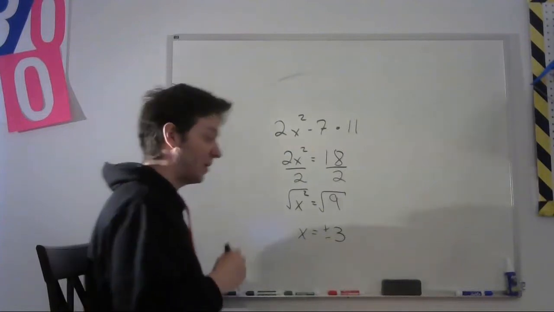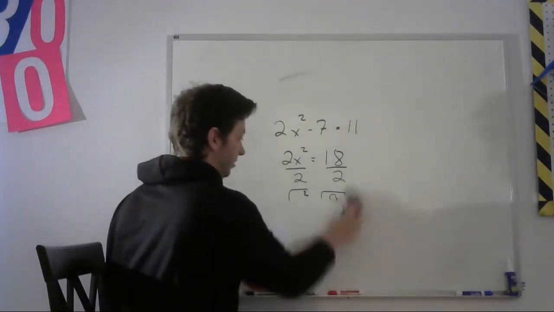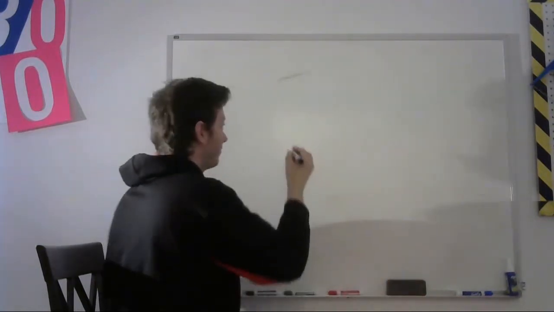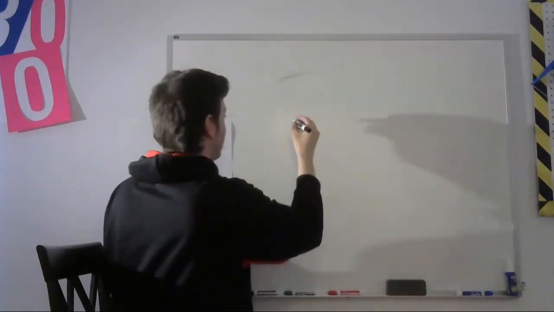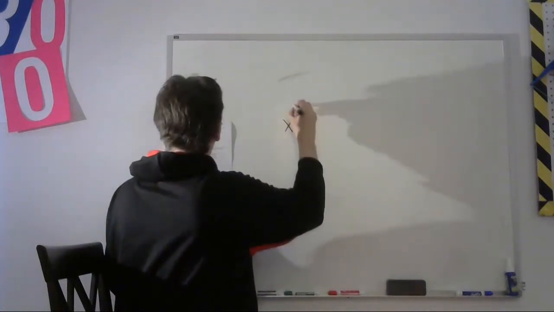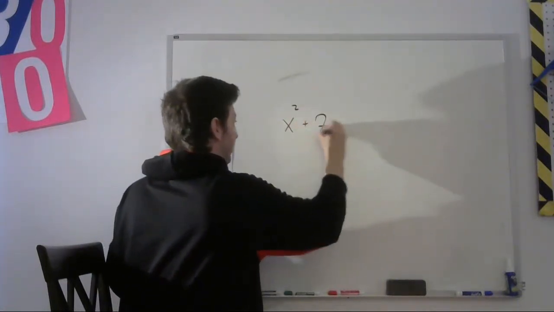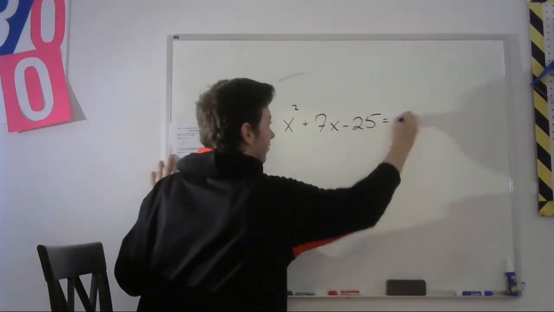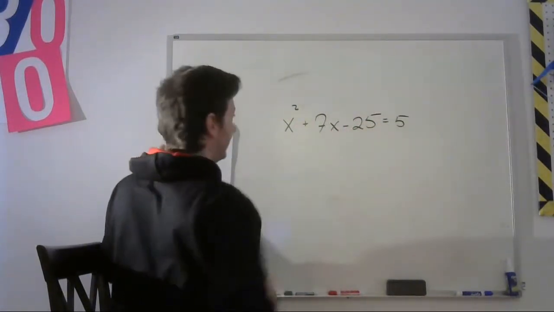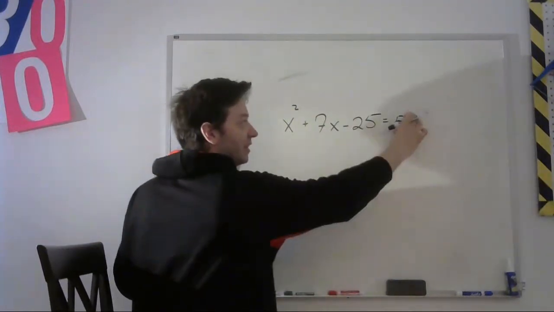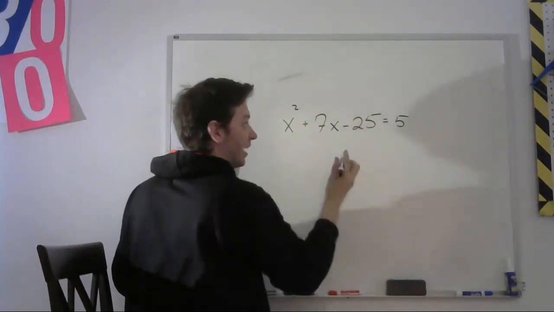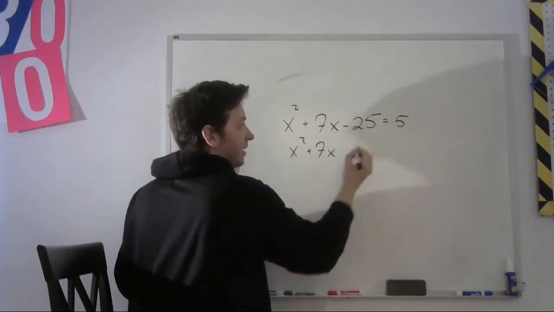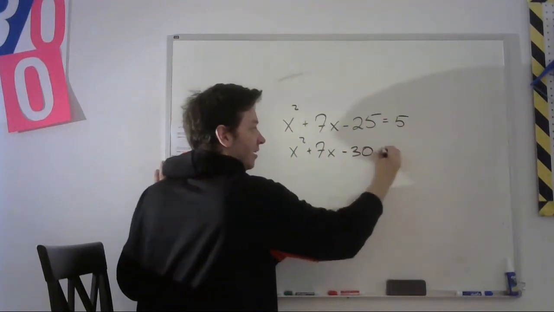So let's get to part B in example 2. Okay, part B, we have more of a trinomial quadratic here. x squared plus 7x minus 25 equals 5. Alright, so first we can bring this 5 over to this side, subtract it from both sides. We get x squared plus 7x minus 30 equals 0.